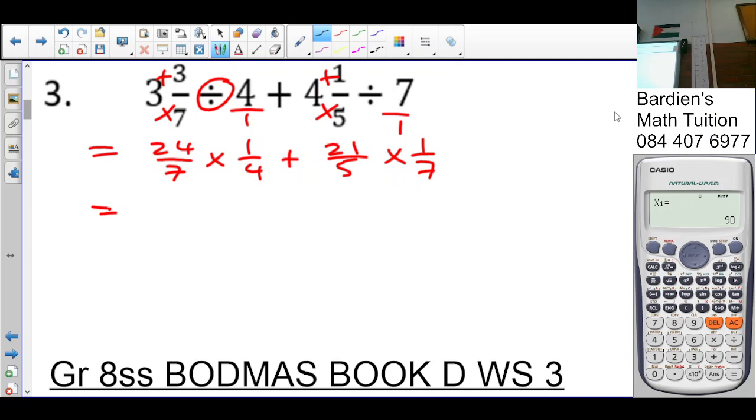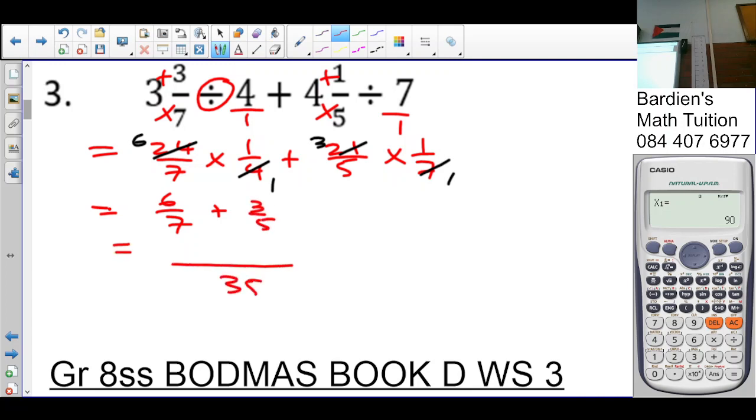Okay? Okay, so this is right so far, no? So 4 going into 4 once, 4 going into 24, 6 times. So it's going to be 6 over 7 plus. 7 going into 7 once, 7 going into 21, 3 times. It's going to be 3 over 5. People, what's my LCM here? 35. So I'll multiply this by 5. You multiply this by 7. So it's going to give you 30 plus 21, which is 51 over 35.